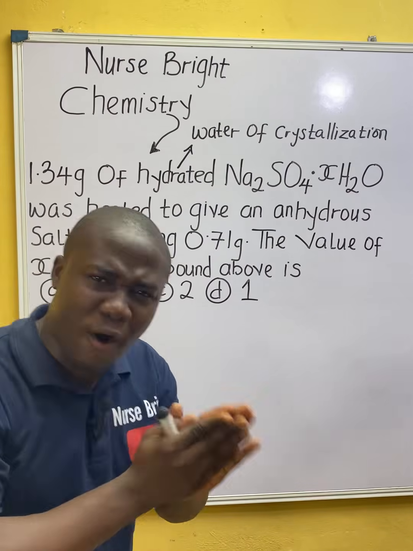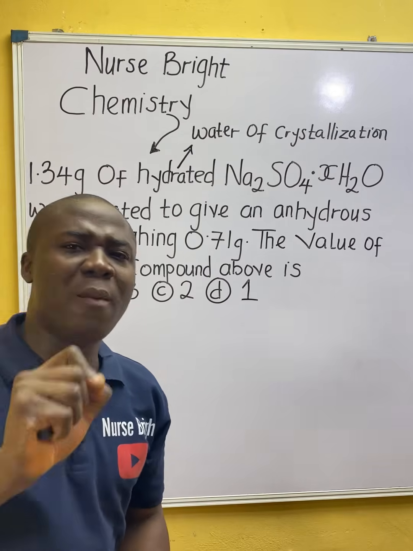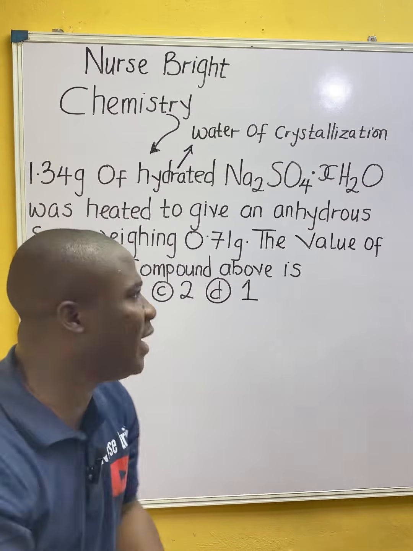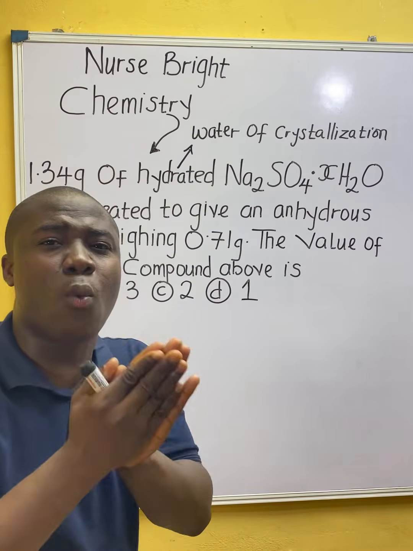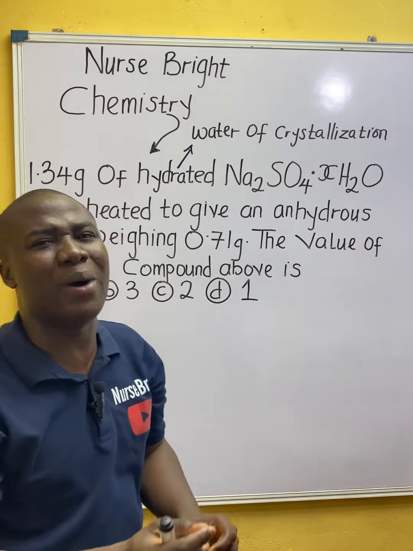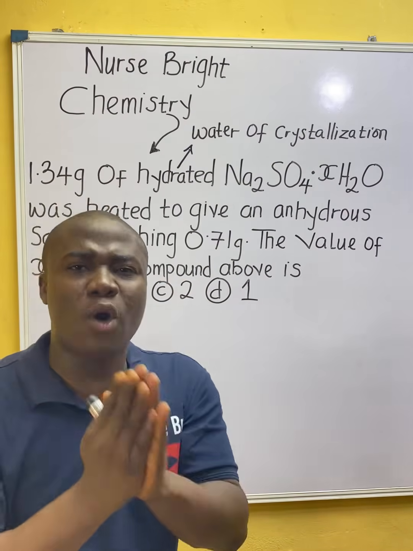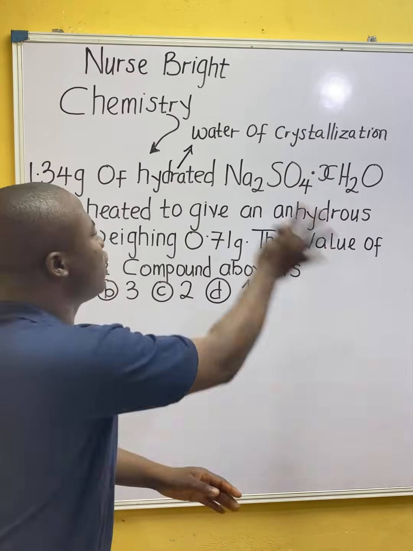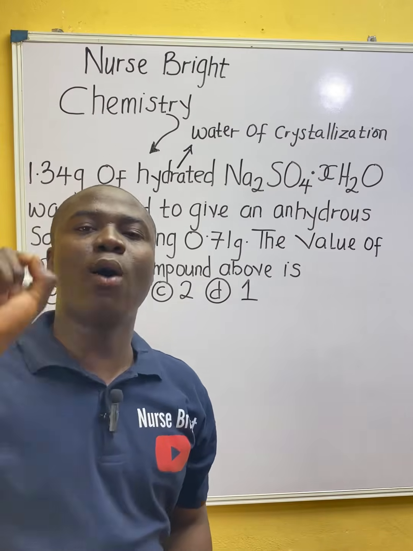Now, there is a formula to do this. Please listen properly. The formula to determine the value of X, all right, to determine the number that should stand in front of the water of crystallization in a hydrated compound, it has a formula. And in the course of this lesson, I'm going to give you the formula. So whenever you see other practice questions related to this aspect, you can solve them without stress. Now, what is the formula?